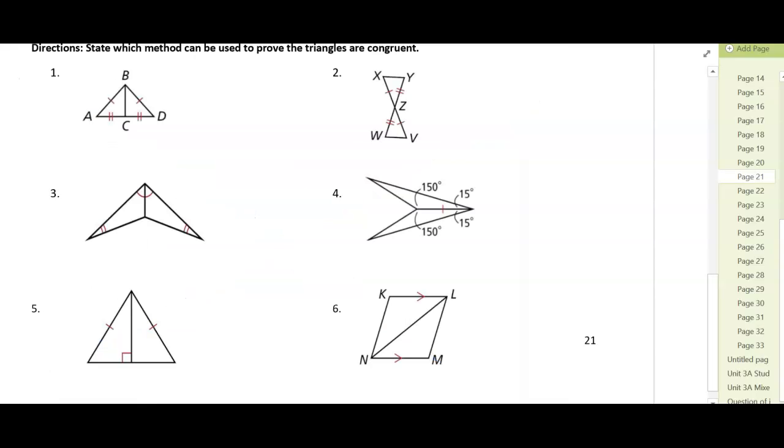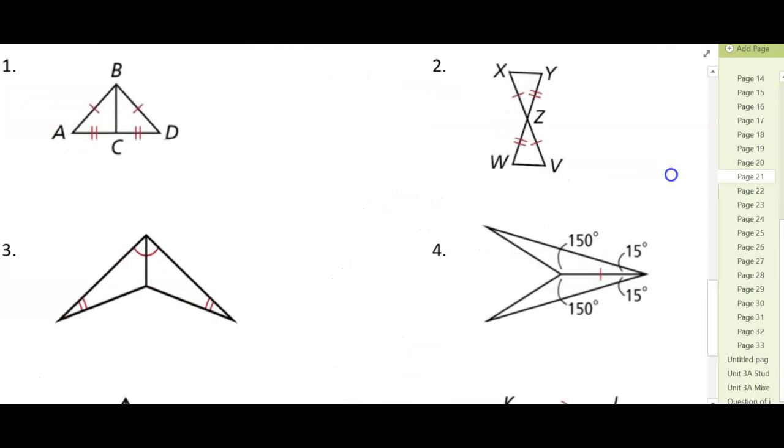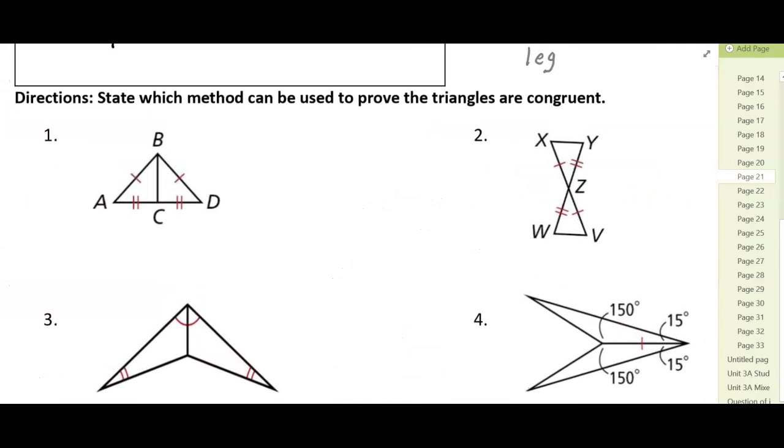So let's take a look at the bottom of page 21 and determine if these triangles are congruent. So if you look at problem number 1, and I'm going to make this a little bit larger. If you look at problem number 1, we talked about the reflexive property. So I can mark the reflexive property. This side BC is in common. So now we have side, side, side for the picture on the left, or the triangle on the left, and side, side, side. So these are congruent by side, side, side.